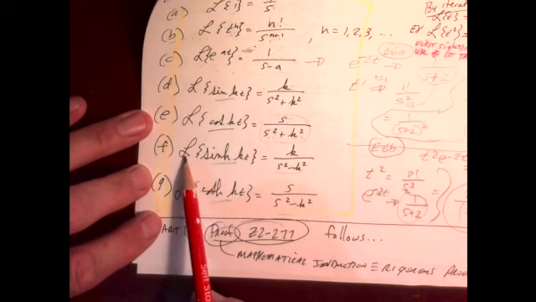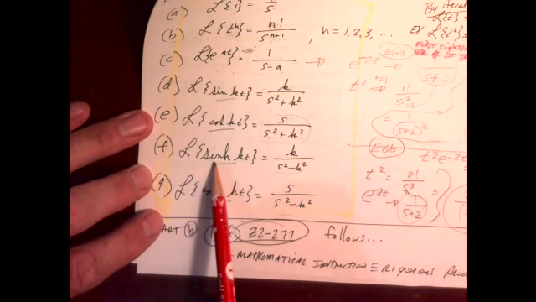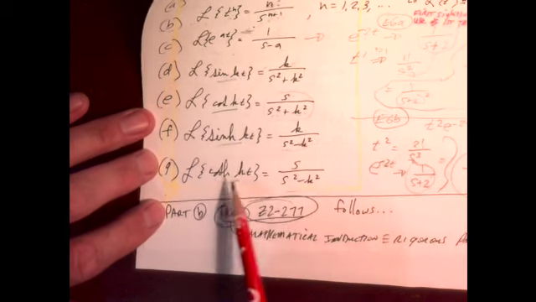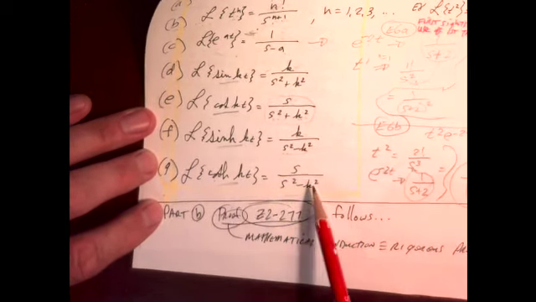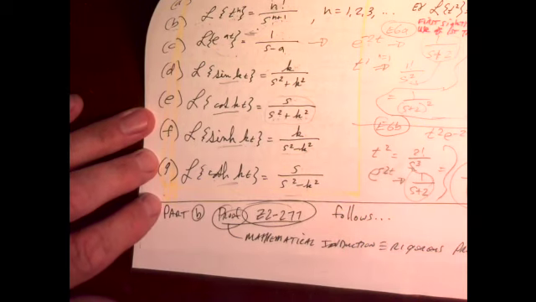And for hyperbolic sine, Laplace of sinh kt, it's k over s squared minus k squared. And cosh kt is s over s squared minus k squared. Okay, so let's see a quick example of this.